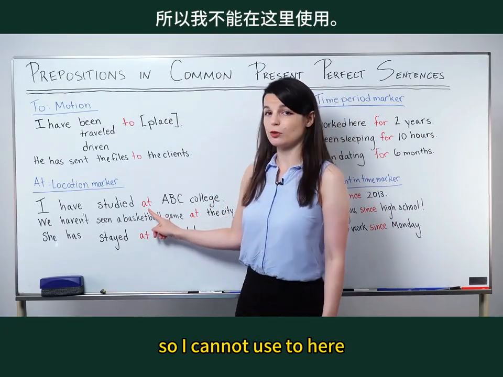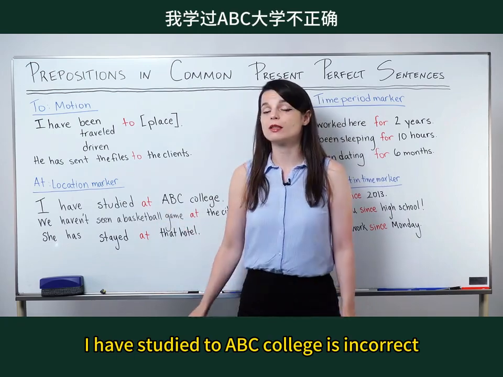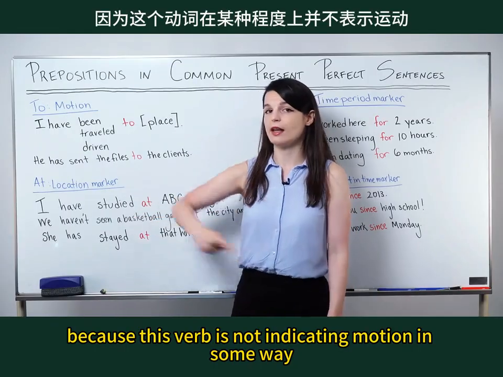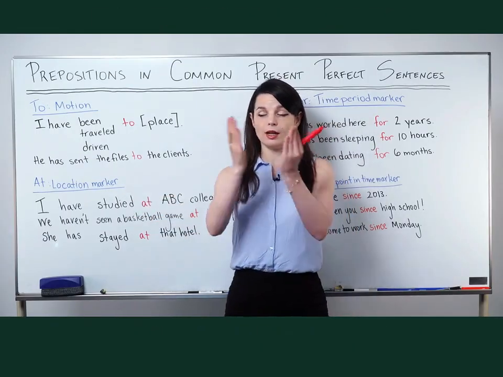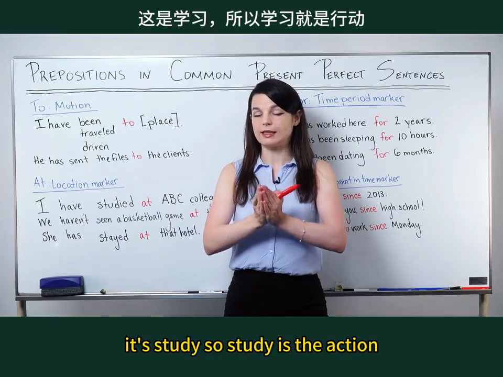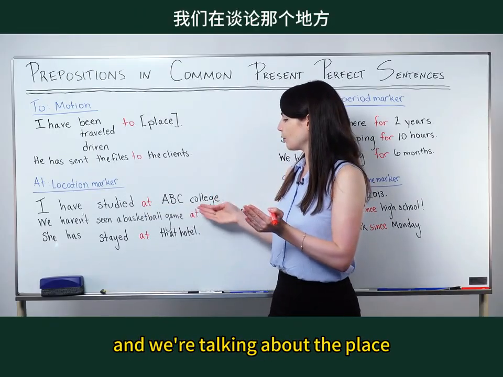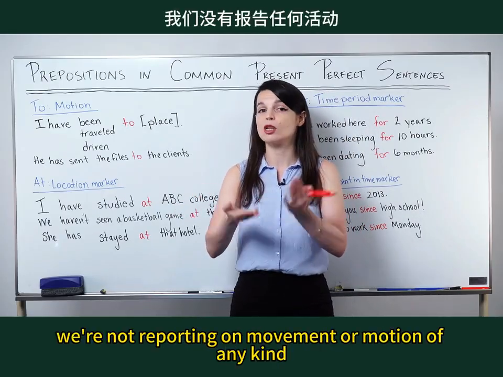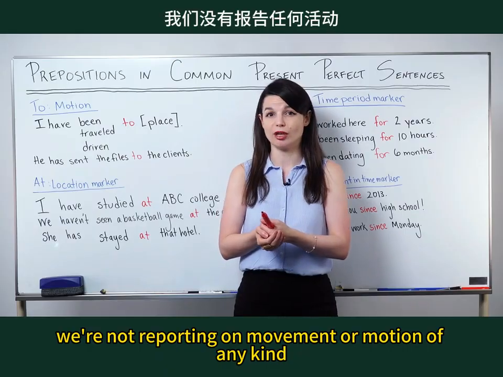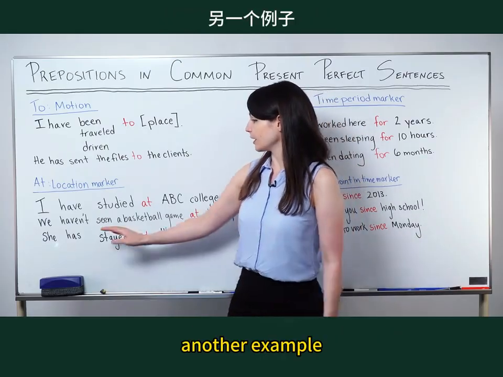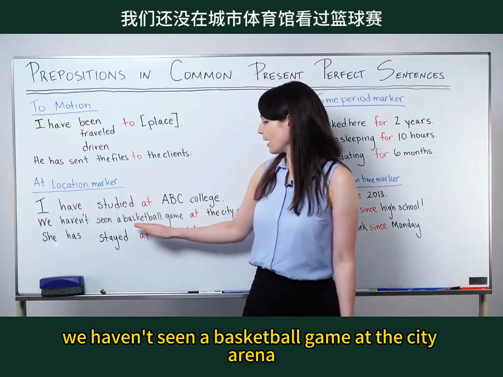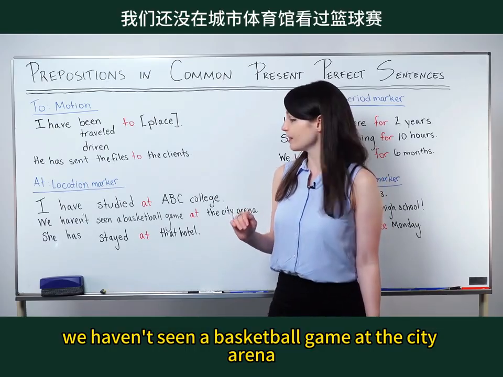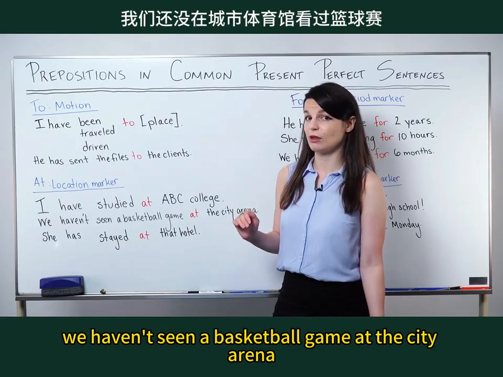I have studied at ABC College. So I cannot use to here. I have studied to ABC College is incorrect because this verb is not indicating motion in some way. It's study. Study is the action, and we're talking about the place where the action happened. We're not reporting on movement or motion of any kind. Another example, we haven't seen a basketball game at the city arena.